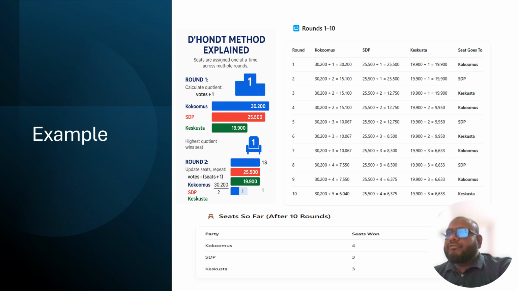So for the first 10 rounds, according to our calculation, Kokomos got 4 seats, SDP 3 seats, and Keskusta 3 seats. Like here we can also check: Kokomos has the largest quotient. Let's see how many seats Kokomos achieved. Kokomos first, second, third time, fourth time. So in these 10 rounds, Kokomos is the winner.